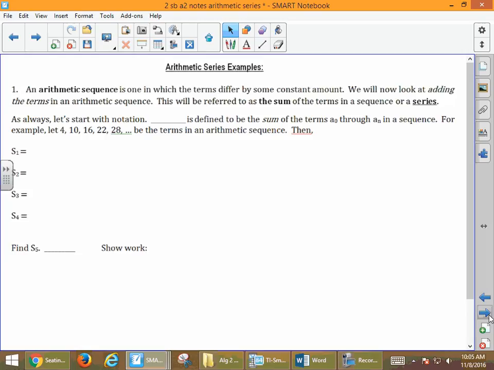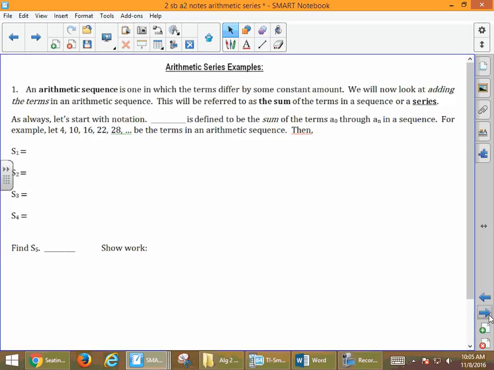So what are we really doing when we're working with an arithmetic series? That's the question here. So again, an arithmetic sequence is one in which the terms differ by some constant amount. We're now looking at adding these terms in the sequence, and this is referred to as the sum. Again, S-U-M, which means answer to an addition problem. The sum of the terms in the series or sequence.